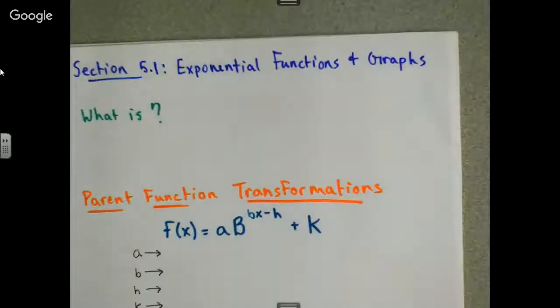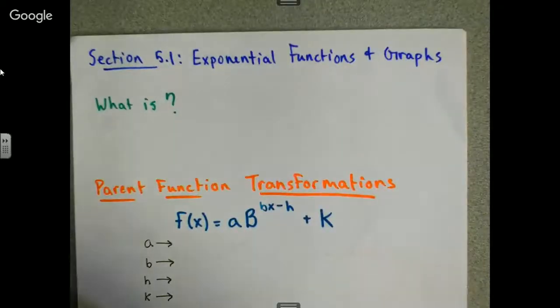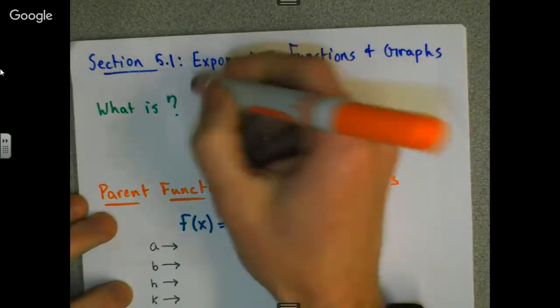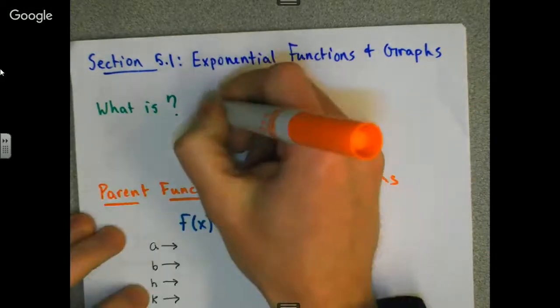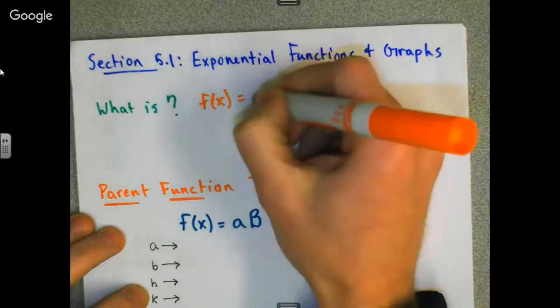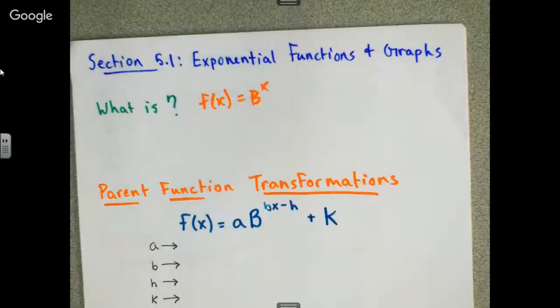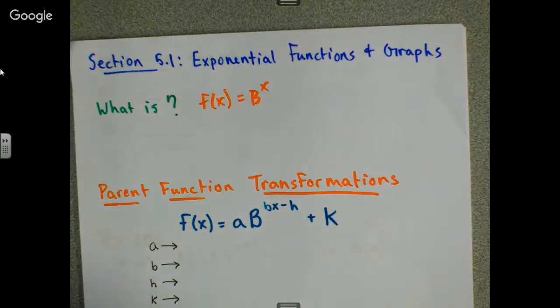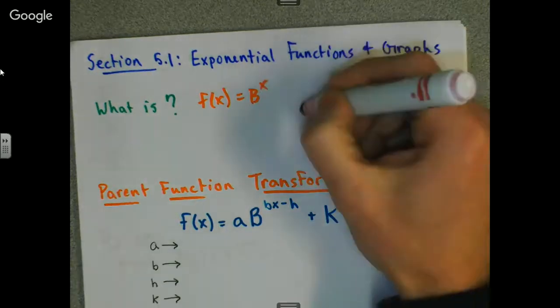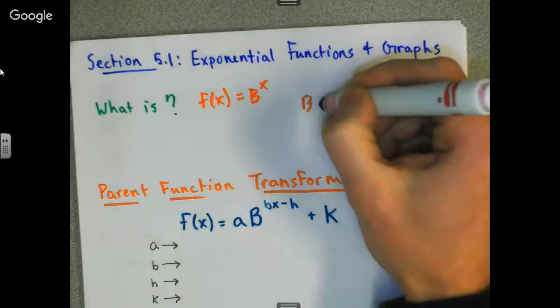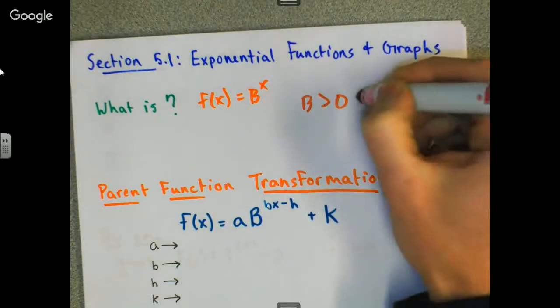Okay, so 5.1 deals with exponential functions and their graphs. The first thing we want to start off with is, what is an exponential function? An exponential function is any function in the form f of x equals b to the x. There are a couple of main things. B has to be bigger than 0, but it cannot be 1.